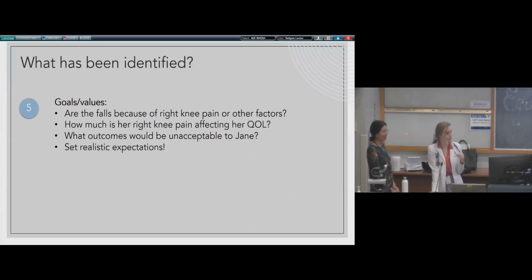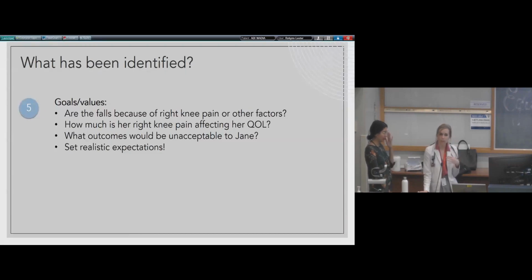So goals and values. Are the falls that she's having actually because of her right knee pain, or is it other factors? Is she having some hypoglycemia? Is it the alcohol? So there's a lot of things we need to figure out. And then how much is that right knee pain affecting her quality of life? And how much would she be willing to sacrifice to have that pain be improved?